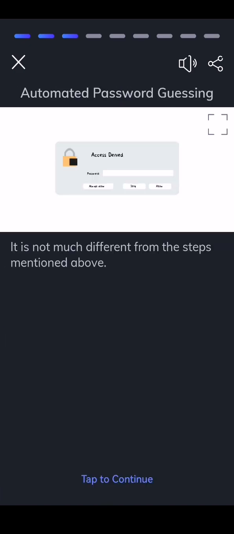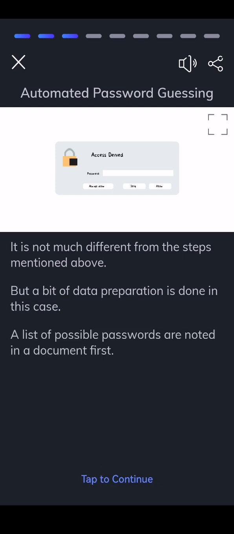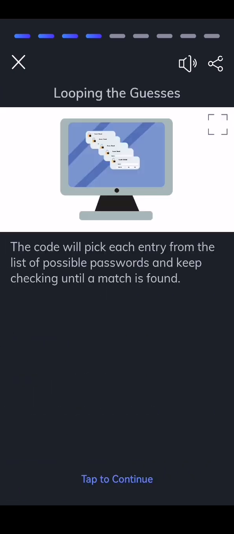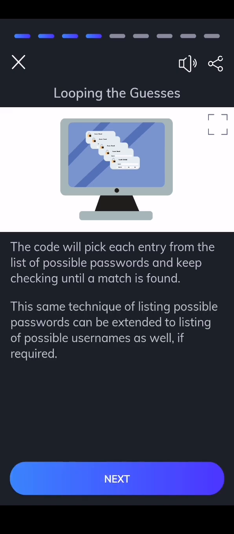It is not much different from the steps mentioned above, but a bit of data preparation is done in this case. A list of possible passwords is noted in a document first. A looping code is written such that the system prompts for the part where password is required after each unsuccessful attempt. The code will pick each entry from the list of possible passwords and keep checking until a match is found. This same technique of listing possible passwords can be extended to listing of possible usernames as well, if required.